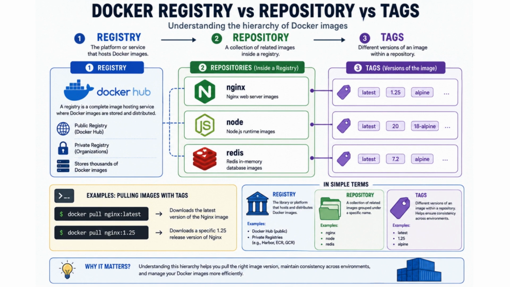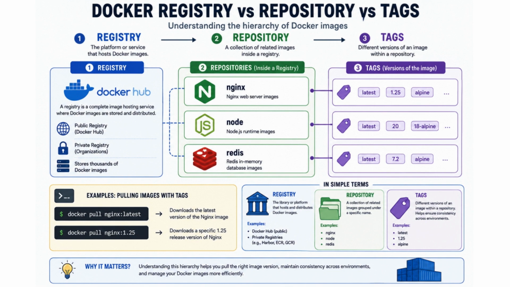Tags help differentiate image versions within a repository. For instance, the nginx repository may contain tags such as latest, 1.25, or Alpine. This allows developers to pull a specific version depending on project requirements. For example, running docker pull nginx:latest downloads the latest version of the nginx image, while docker pull nginx:1.25 downloads a particular release version.